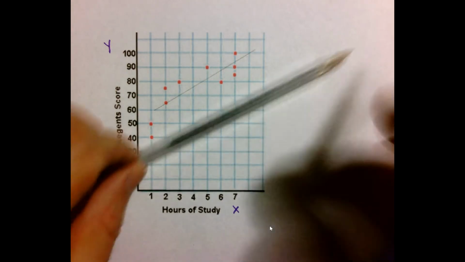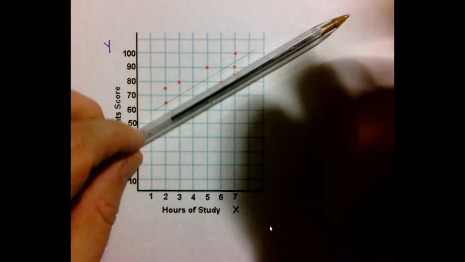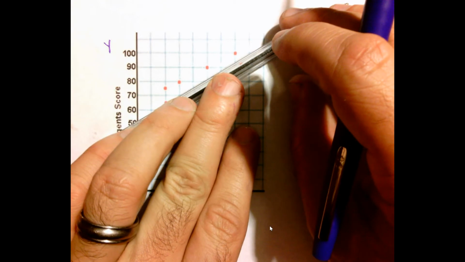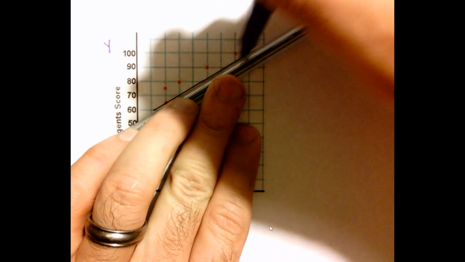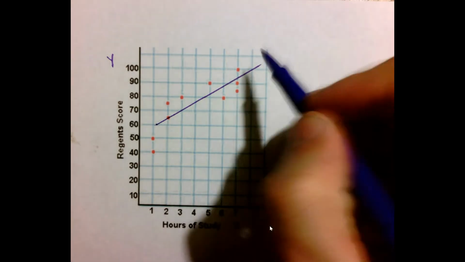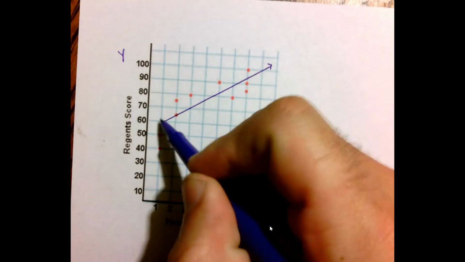Now I'm just going to come in, just for the purposes of the video, and darken in my line. This last step you wouldn't have to do if you were doing this on your own. Okay, and that's my trend line. Now I want to make an equation for that. Well, which points do I choose?